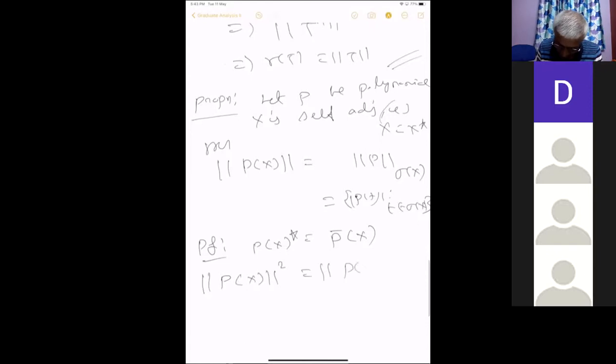So now we want to talk about this |p|^2 of x, which is equal to p of x star p of x, which we have proved earlier for any t: norm t square equals norm t star t. This is equal to that, which is equal to p bar p, that is, |p|^2 of x, this polynomial.